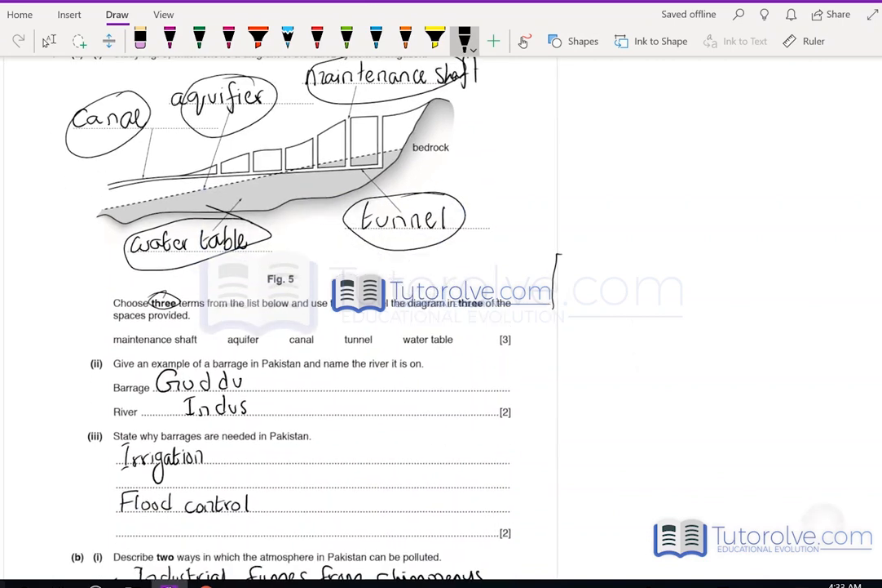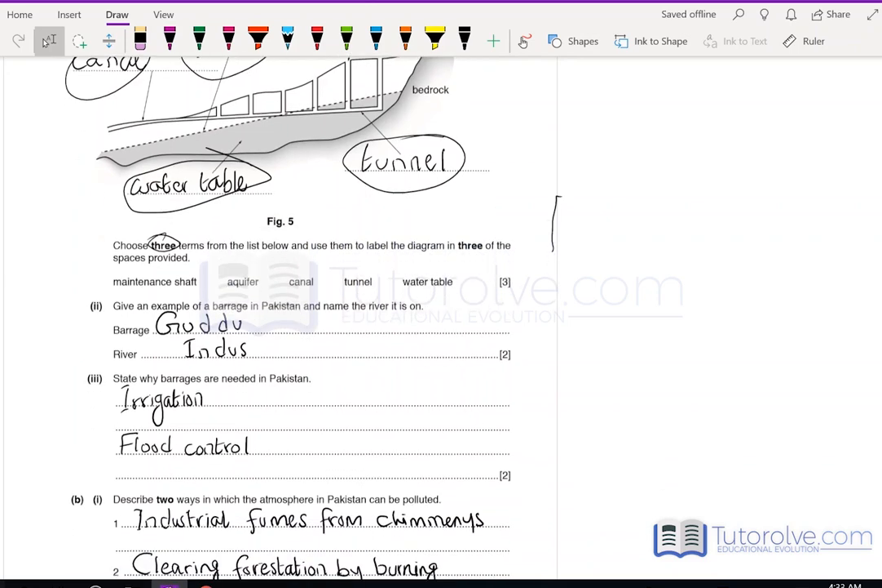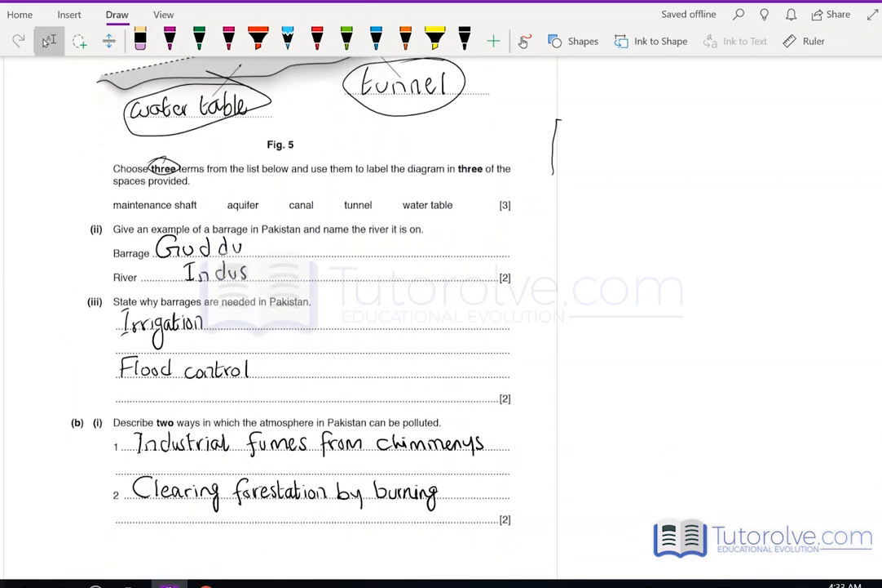Give an example of a barrage in Pakistan and name the river. One of the names is Kotri Barrage, which is located on the Indus River near Jamshoro. Barrages are needed for irrigation, and also because they are a valuable asset in flood control.